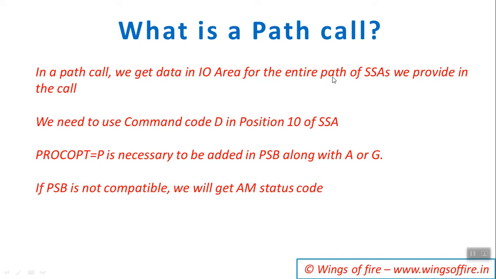For a path call to work, you should have a processing option P combined along with G or A in your PSB. If you don't have the GP or AP processing option, you are going to get a status code AM while executing. In a path call, we get data in the IO area for the entire path of SSAs which we provide in the call. If you don't use a path call with command code D, only the lowest level segment data will be in the IO area. And for a path call to work, you should have a processing option P, otherwise you'll be getting the AM status code.